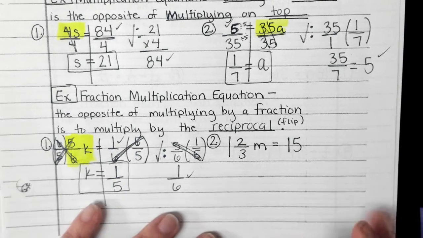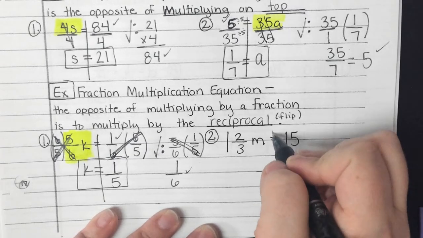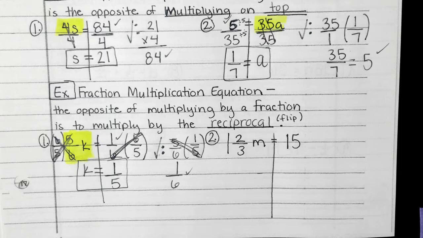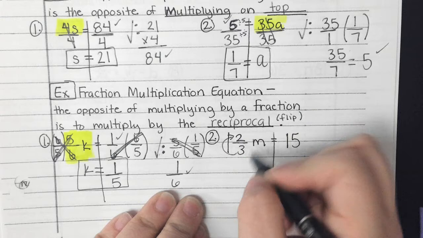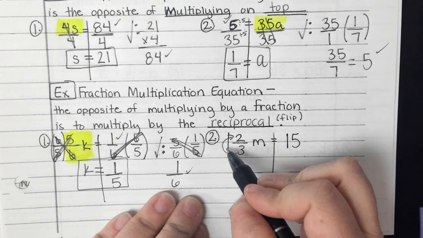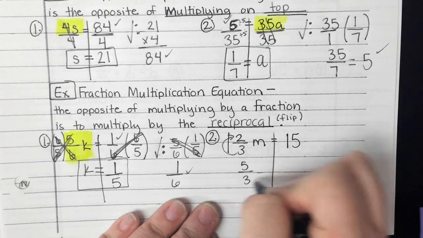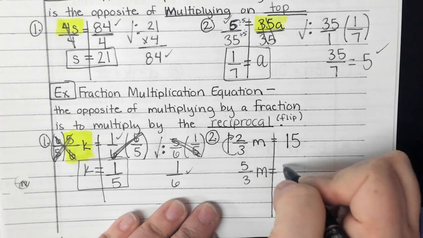Now, number 2 is a little weird. What do you notice is different about number 2? There's a whole number. That's a mixed number. Guys, can I just flip a mixed number? We got to make it improper. So this is where we do that backwards C. So 3 times 1 is? 3. Plus 2 is? 5. So I have 5 over 3m equals 15.